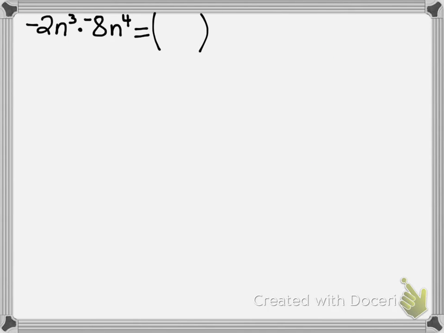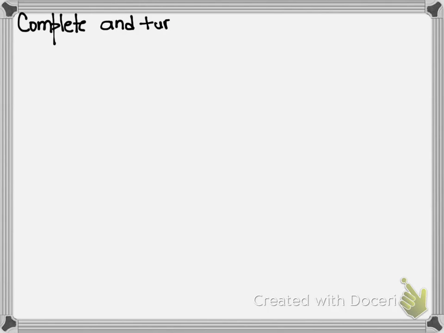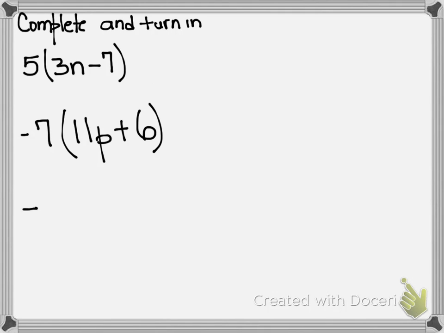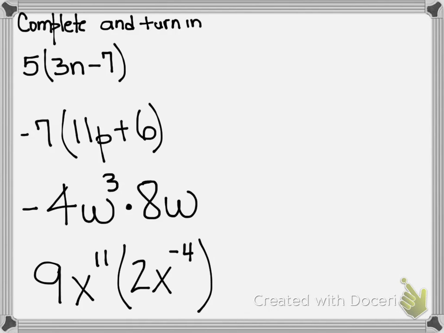And now, last but not least, negative 2n cubed times negative 8n to the 4th becomes negative 2 times negative 8, and we keep the letter n since the bases of the letters are the same, and we add the exponents where we have 3 plus 4. And ladies and gentlemen, you end up with 16, because two negatives make a positive when we multiply, n to the 7th power. Now, I would like you to complete the following and turn them in for a grade.